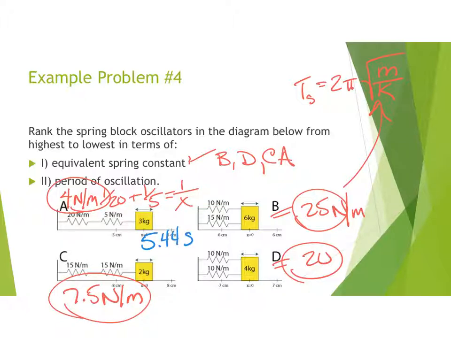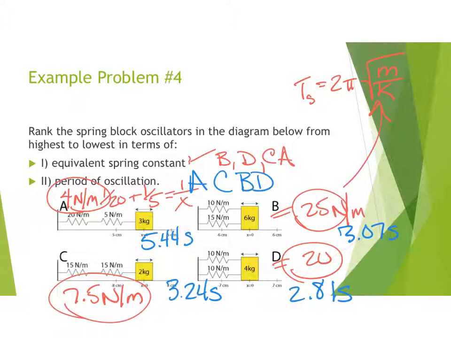For B, I got 3.07 seconds. For C, I got 3.24 seconds, and D, 2.81 seconds. Again, as before, I encourage you to pause, try these out, and make sure that you're getting the same answers that I am, and then your final ranking should be A, C, B, and D. Please let me know if you have any problems or questions with that.